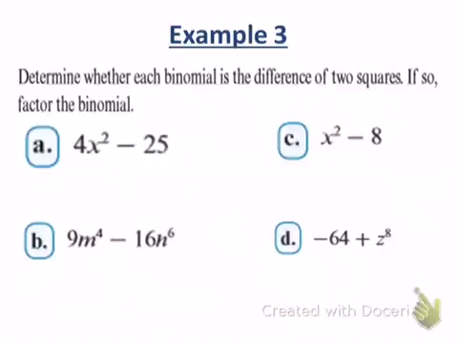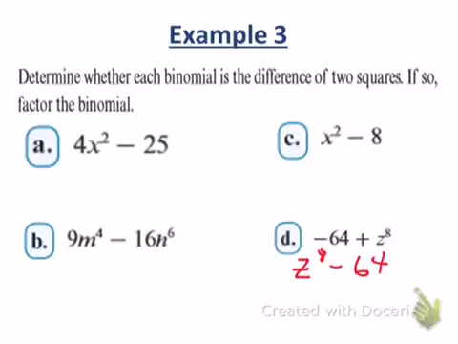Negative 64 plus z to the 8th. No square, no GCF. Is it a difference of squares? Yes. Because couldn't I write this as z to the 8th minus 64? And now it's pretty obvious that it's a difference of two squares, right? As long as the signs are different, you're going to subtract.